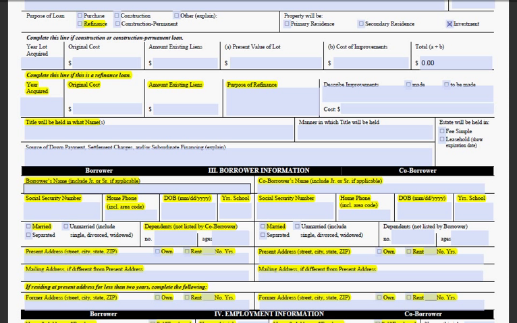Now we have the borrower's information. Very self-explanatory. Fill in all this information. Now, we don't really need to know the dependents or the years in school, but Bank of America will, so just on a rule of thumb basis, I recommend always completing that information when applying for a loan.